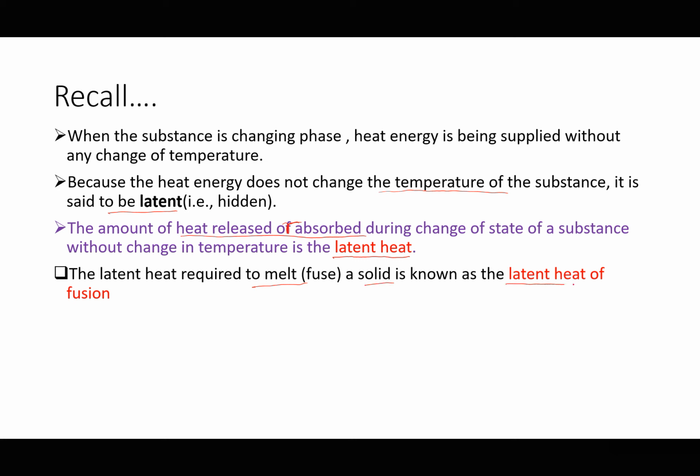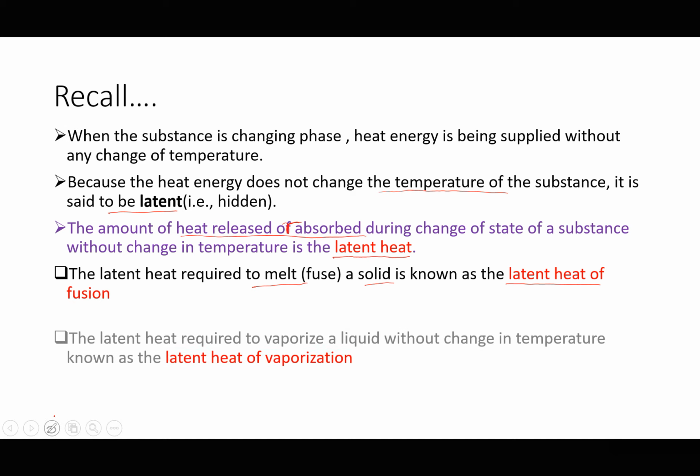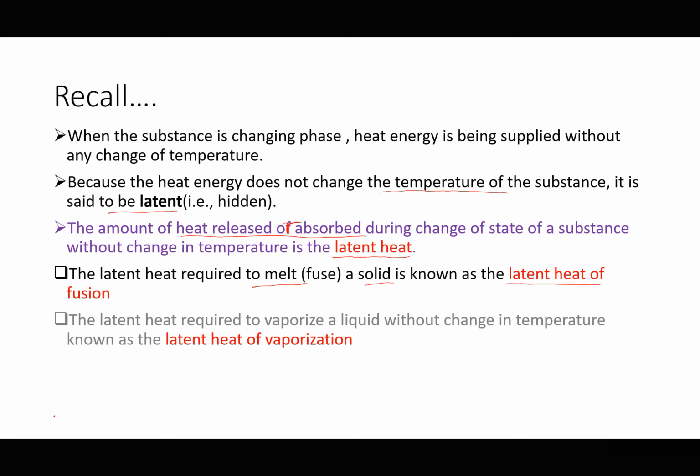We have also seen that the latent heat required to melt a solid to a liquid, we have already seen as latent heat of fusion. So from solid to liquid, we have seen it as fusion, and from liquid to gas or vapor, we have seen it as vaporization. But remember, there is no change in temperature. So the latent heat required to melt a solid without a change in temperature is the latent heat of fusion, and that required to vaporize a liquid without changing temperature is what we earlier called the latent heat of vaporization.